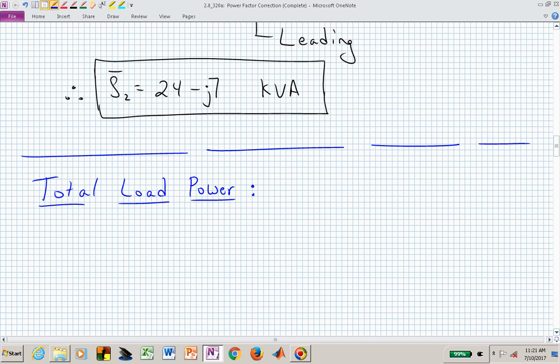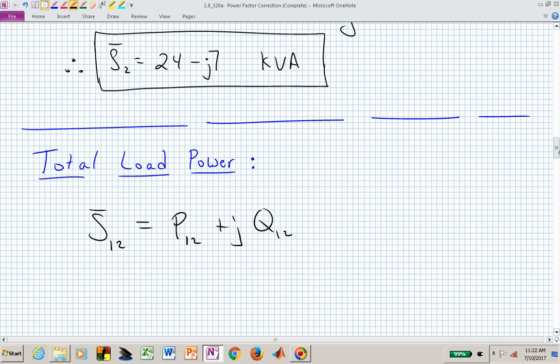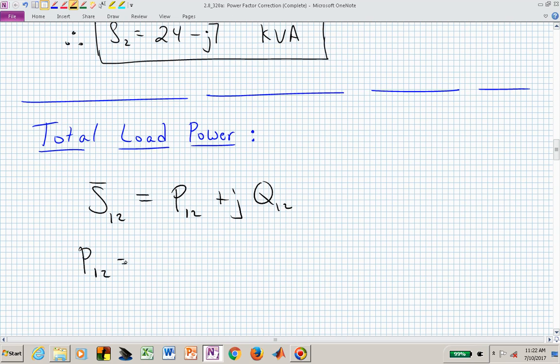Now that we have those, and we know the way that we can combine complex powers, we just add up their component parts. We can now find the total load power due to those two loads. Let me call that total complex power of loads 1 and 2 S sub 1,2 bar. It's going to be the real power and the reactive power, where P sub 1,2 is the real power of the two loads added together, and that ends up being 72 kilowatts. That's our real power, or the average power.